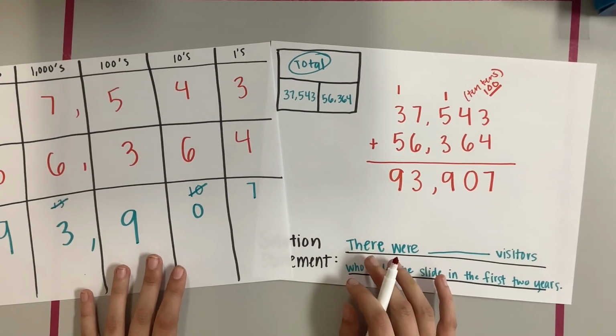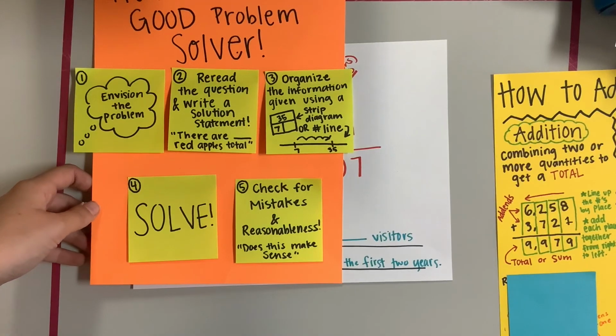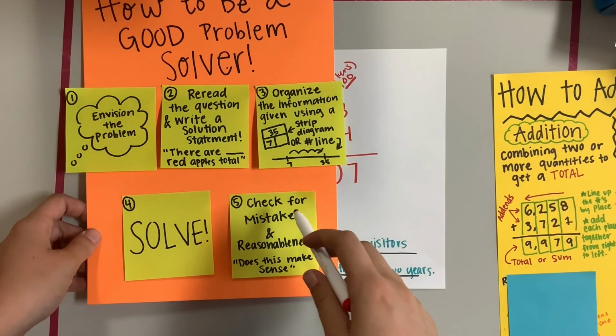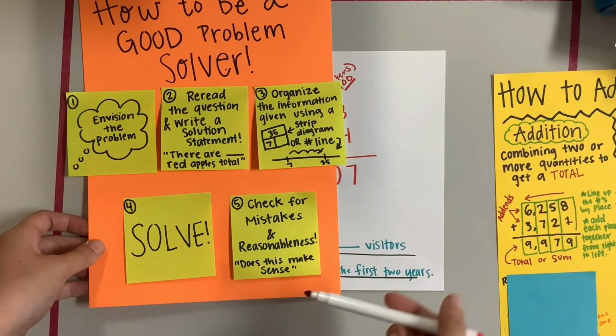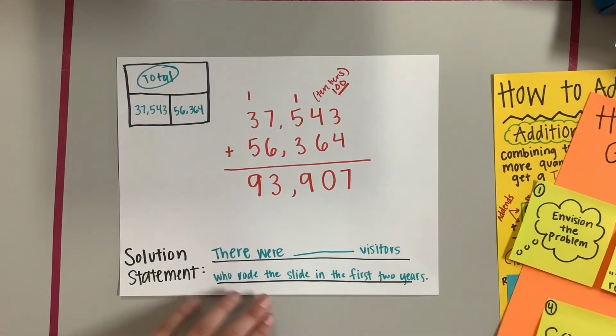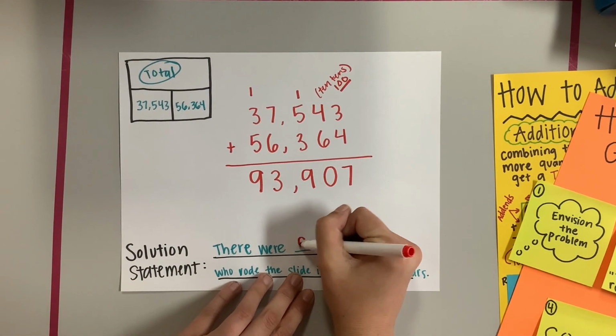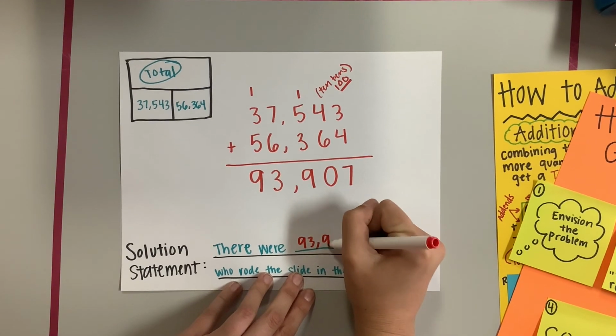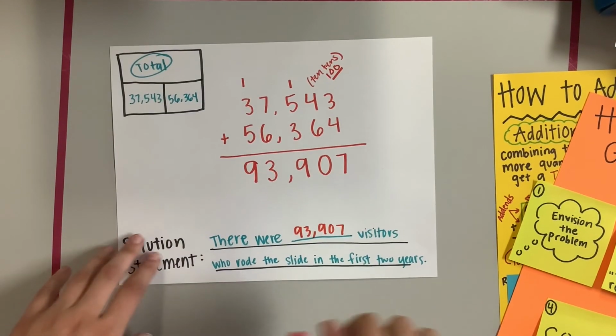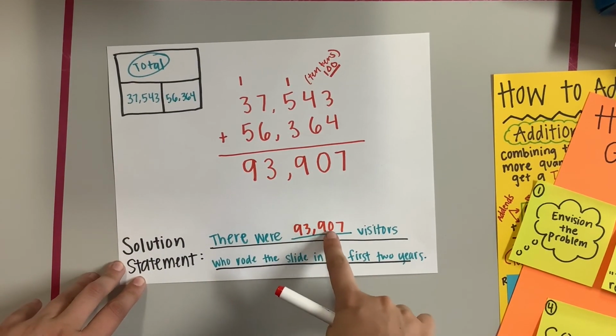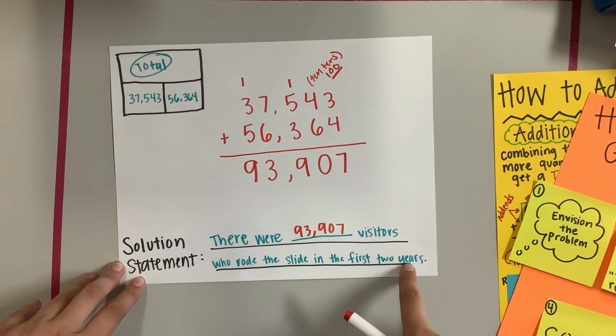I sure did. Now the last step to being a good problem solver is checking for mistakes and reasonableness, asking ourselves, does this answer make sense? So I'm gonna put my answer in my solution statement. Let's see, does it make sense? There were 93,907 visitors who rode the slide in the first 2 years.